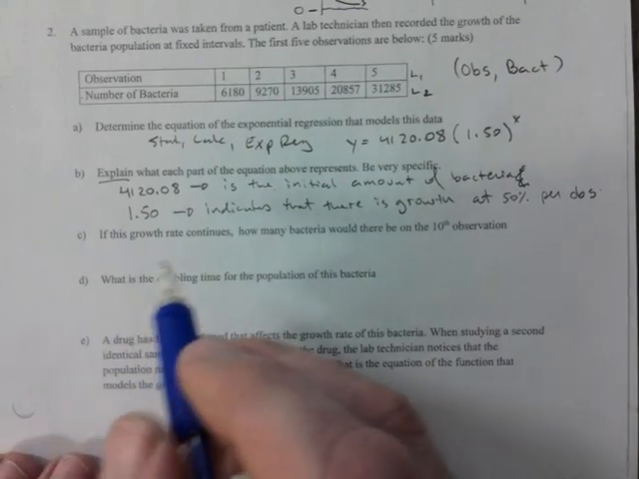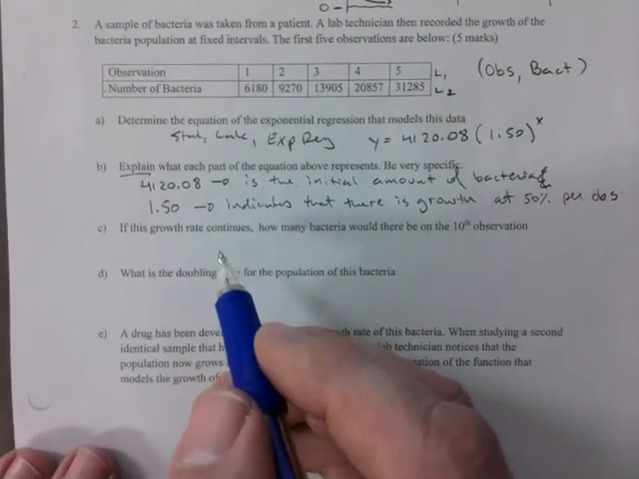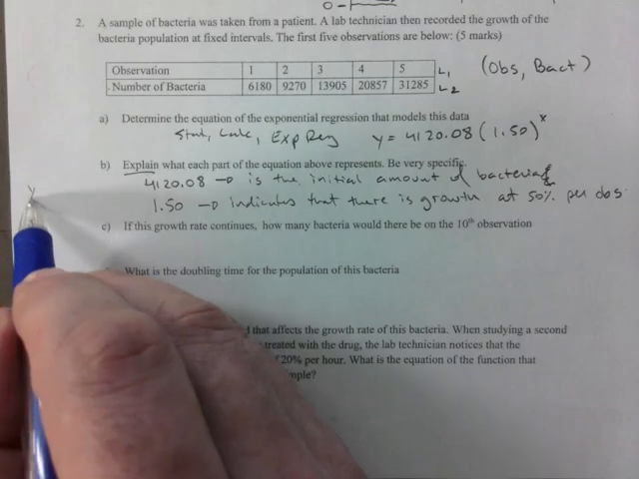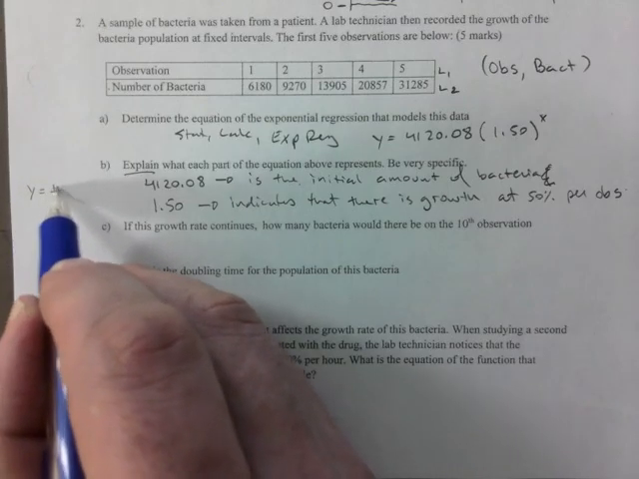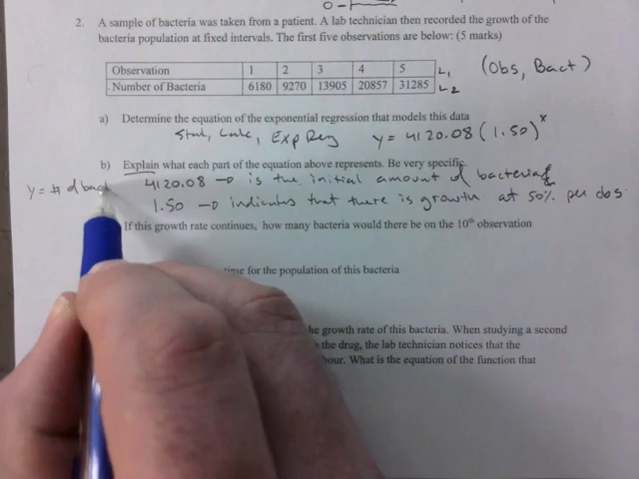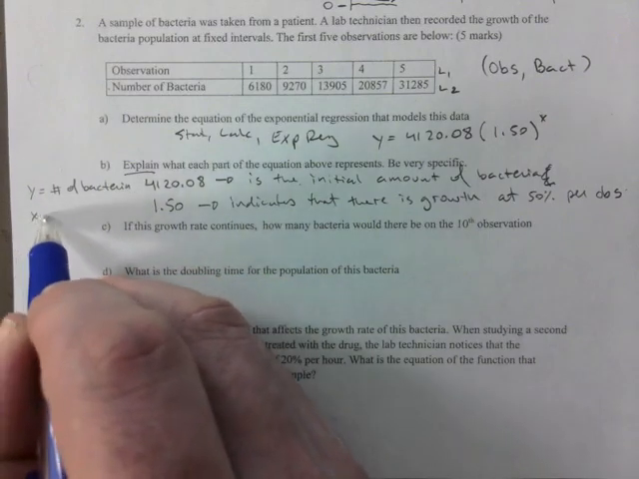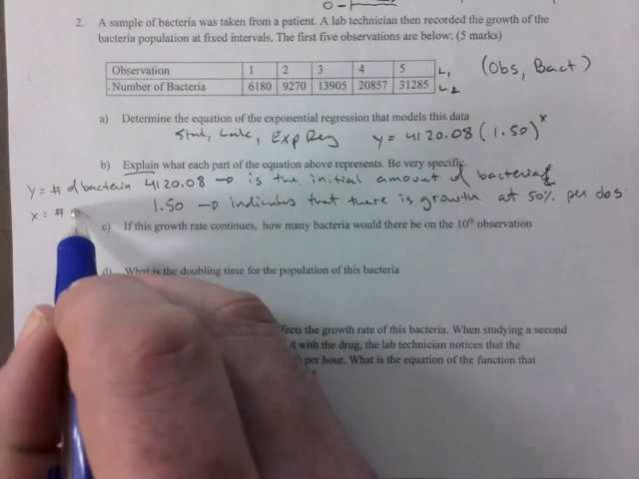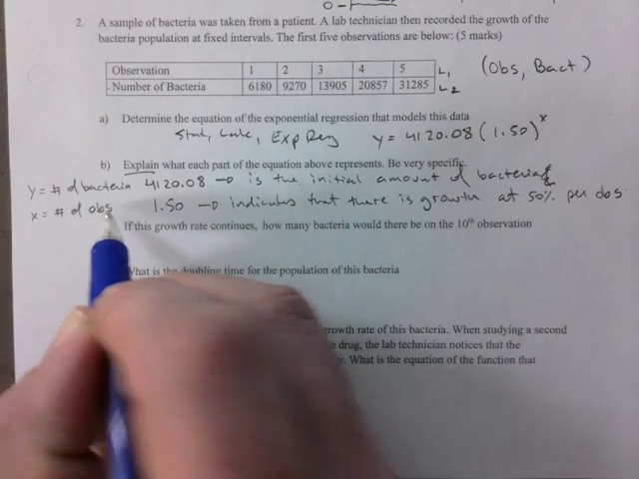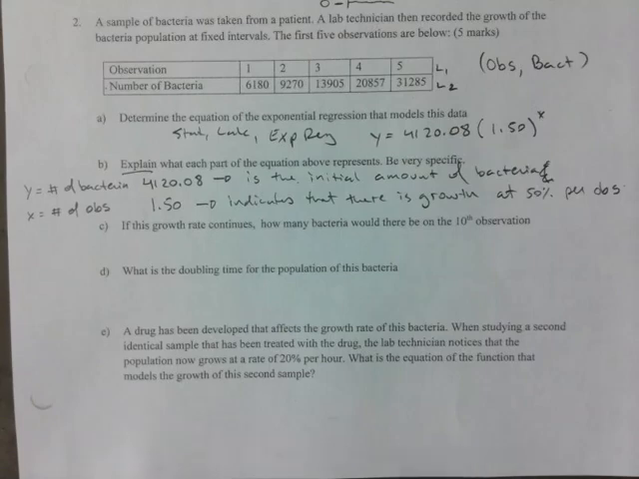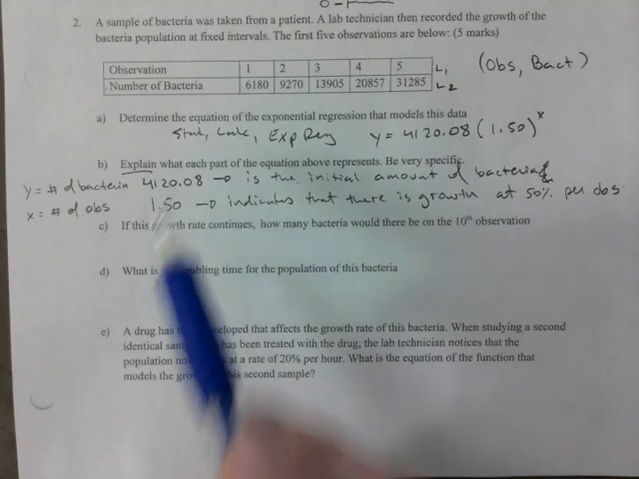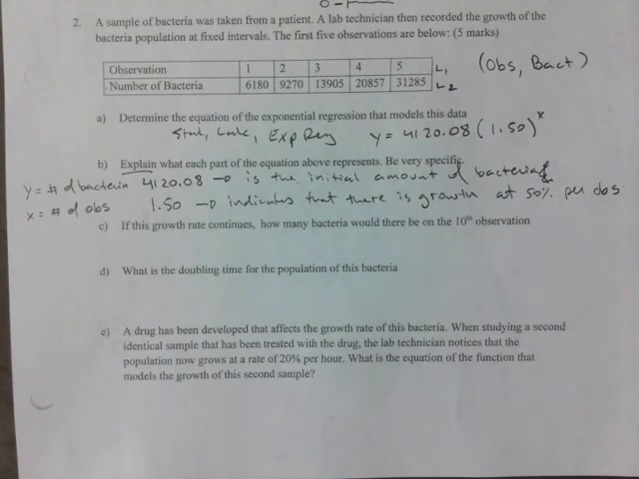And just to be specific, as we don't know, y is going to be the number of bacteria. X is going to be the number of observations. So you're explaining every part, but you know what? Today, if you just give me these two, I'm fine. Those are the ones that the province will ask you quite often, actually. It's like, here's an equation. Explain what those numbers represent.